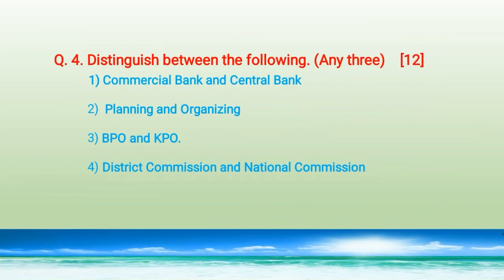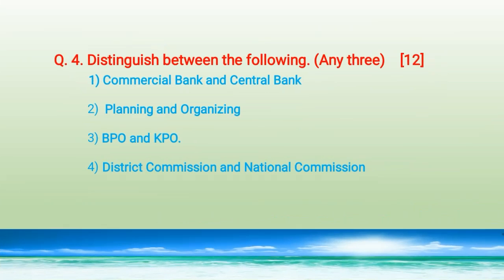It is distinguish between. Each question carries 4 marks. You need to write any 3 out of 4 questions. You are expected to write any 4 valid points for the given terms. But I will suggest you to write at least 5 to 6 points for each. The first sub-question is planning and commercial bank and central bank. Then planning and organizing, BPO and KPO, and fourth one is district commission and national commission.